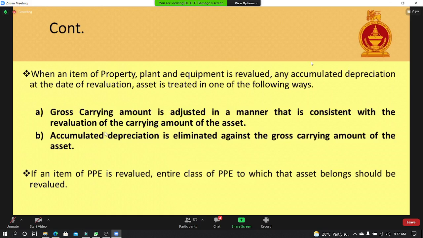First one is gross carrying amount is adjusted in a manner that is consistent with the revaluation of the carrying amount. Second one, accumulated depreciation is eliminated against the gross carrying amount of the assets. The final results of these two methods are similar, but adjustments only differ.